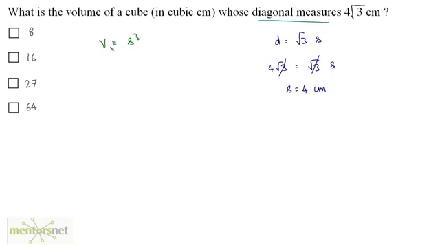Well, put that in the volume formula to get the volume. So this is equals to 4 cube, right? And 4 cube is 64, and the unit will be centimeters cube, right? So option D is the correct answer.